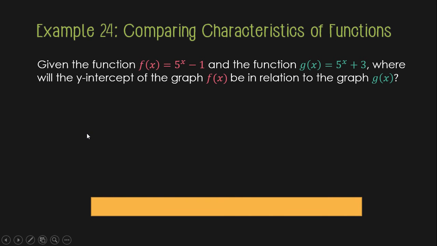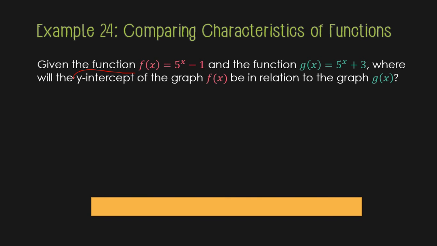Example 24, comparing characteristics of functions. Given the function f of x equals 5 to the x minus 1 and the function g of x equals 5 to the x plus 3, where will the y-intercept of the graph f of x be in relation to the graph of g of x?